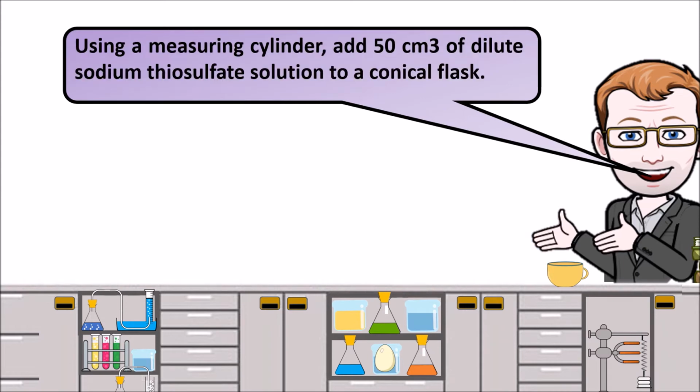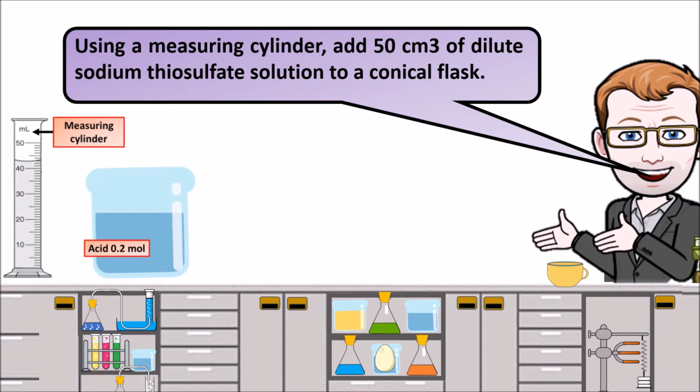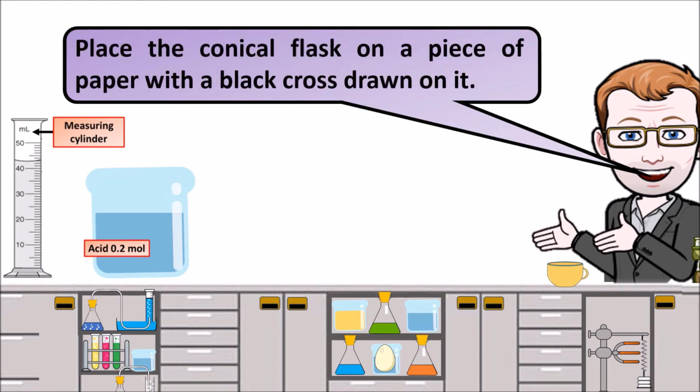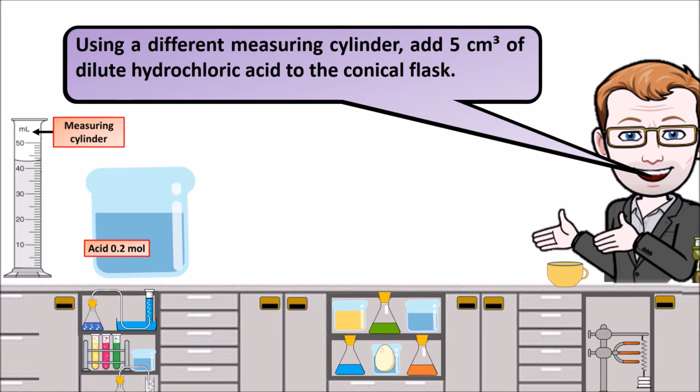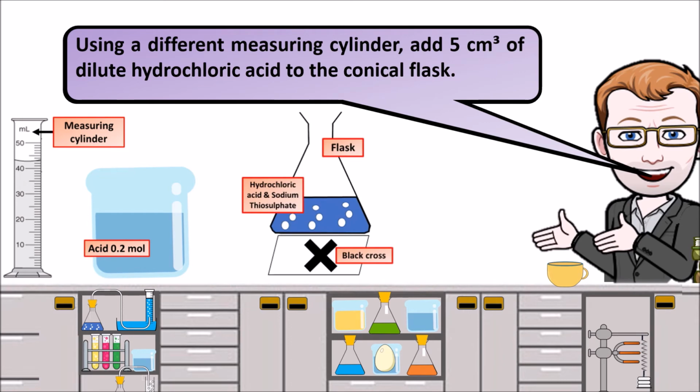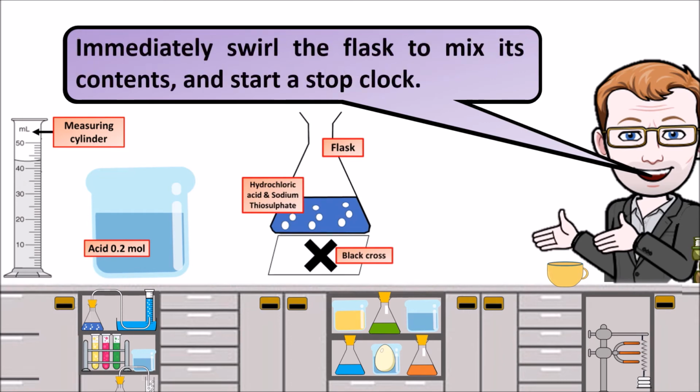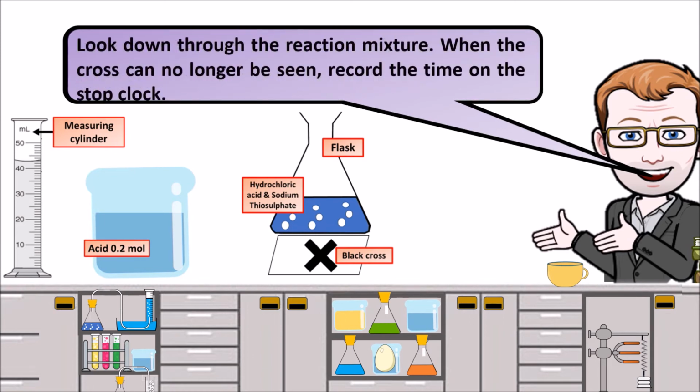So using the measuring cylinder, add 50 cm³ of dilute sodium thiosulfate solution to a conical flask. Then you're going to place the conical flask onto a piece of paper with a black cross drawn on it. Using a different measuring cylinder, add 5 cm³ of dilute hydrochloric acid to the conical flask. Immediately swirl the flask to mix its contents and start the stopwatch. Look down through the reaction mixture. When the cross can no longer be seen, record the time on the stopwatch.